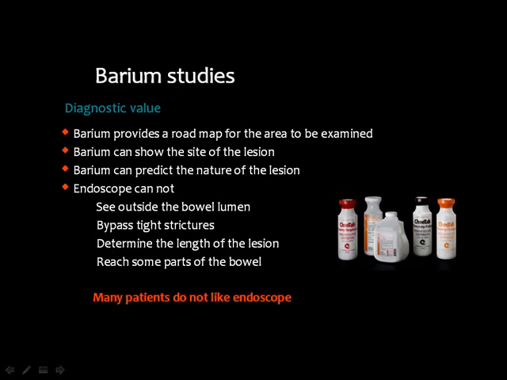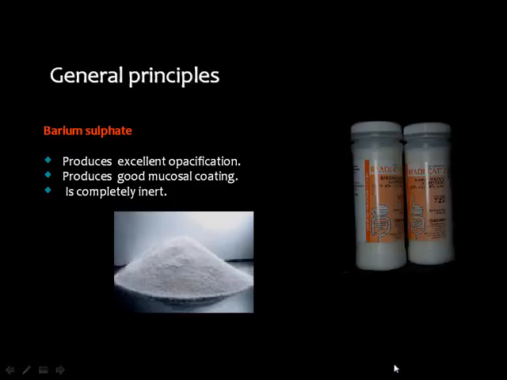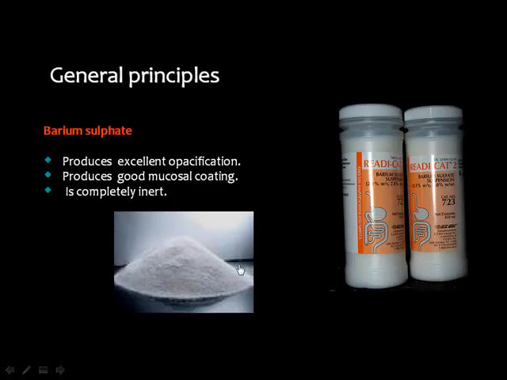Then we come to the assessment of the gastrointestinal tract using barium studies. And barium, as you all know, is a good contrast medium to give a roadmap of the gastrointestinal tract, and it can show exactly the site of the lesion and can also predict the nature of this lesion. And barium was previously provided as a powder, and you could dissolve this powder in water and then give it to the patient. But nowadays, barium preparations are provided as ready-made preparations like this, which are directly administered to the patient.